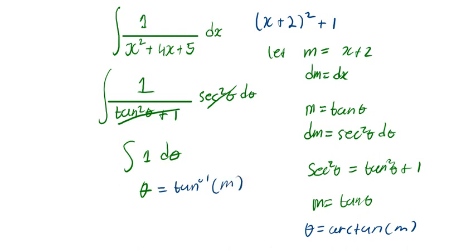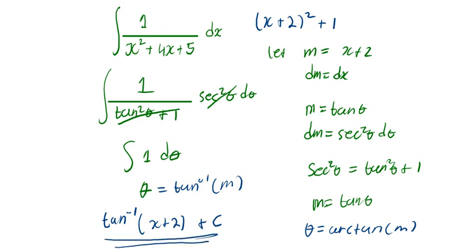But again, you are not yet done. I can't just leave it as tan inverse of m. Remember, initially you are dealing with x instead of m. So how is this going to be? It's tan inverse of m, but I'm not going to write m here. What is our m? Our m, we said, is equal to x plus 2. So you can put your x plus 2 here, then plus a constant of integration. Then that is going to be your answer there.